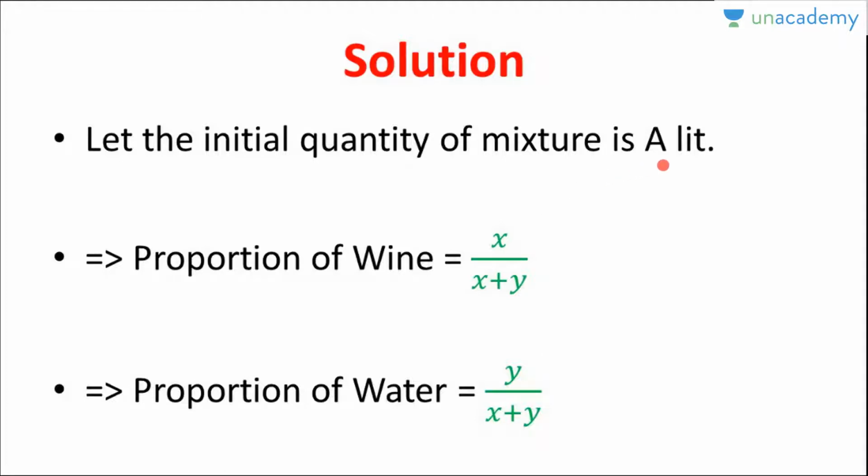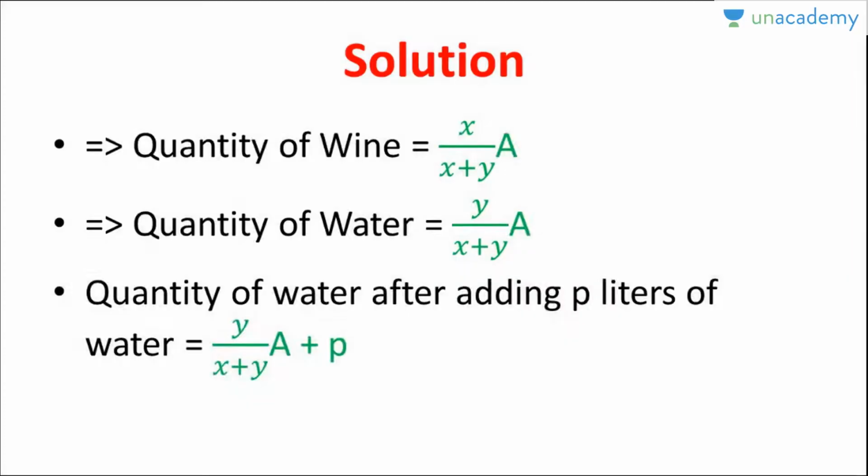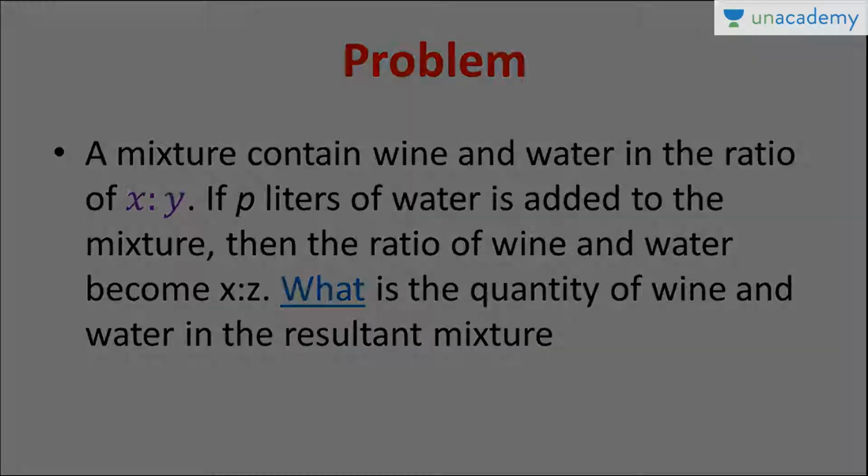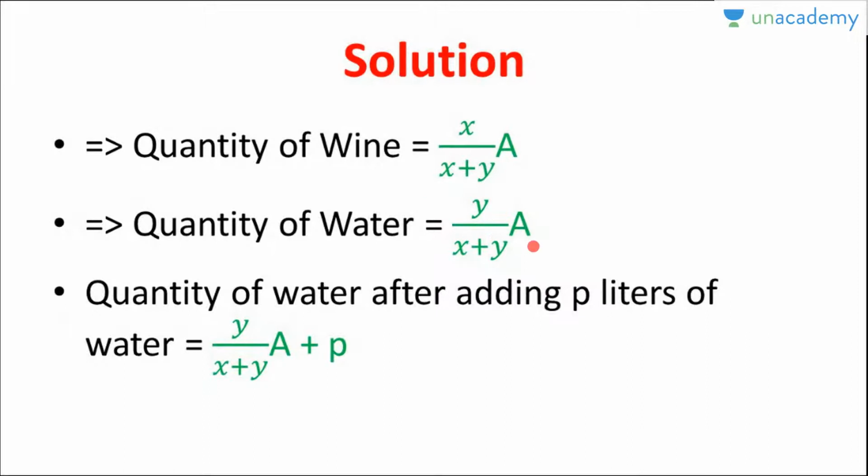Since I have the total volume of this mixture as a liters, I can say the quantity of wine present initially is x upon x plus y into a, and the quantity of water present initially is y upon x plus y into a. It's very simple. Now if I add p liters of water, you can see in the question I am adding p liters of water. So initially I have the water as this quantity. Now after adding p liters, the quantity of water becomes y upon x plus y into a, which is the initial amount, plus p liters that I added.